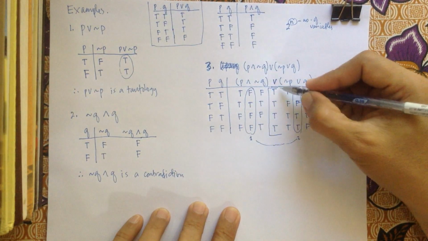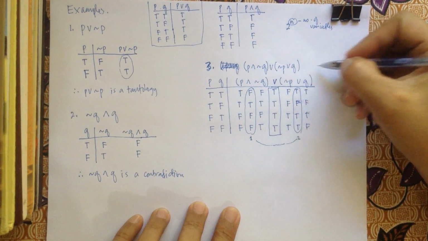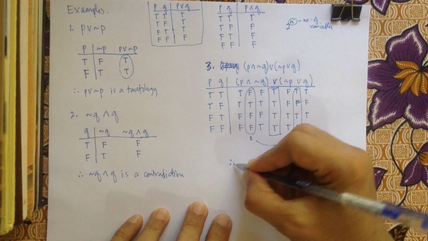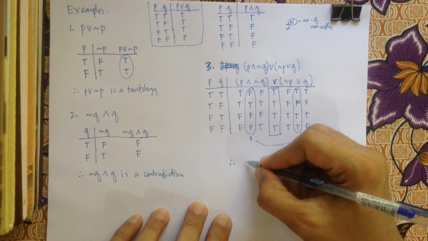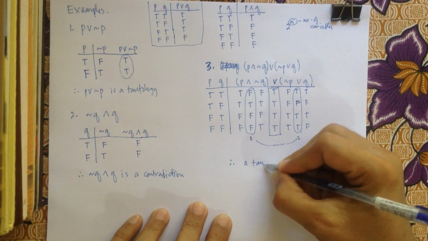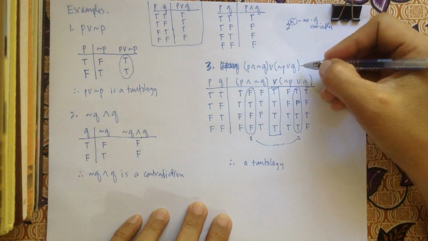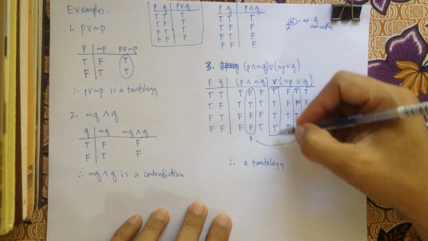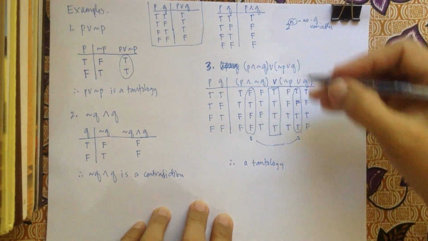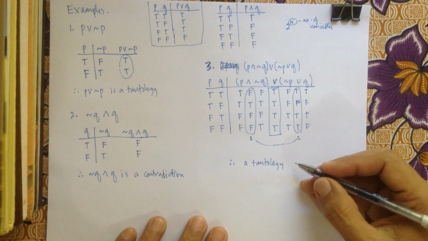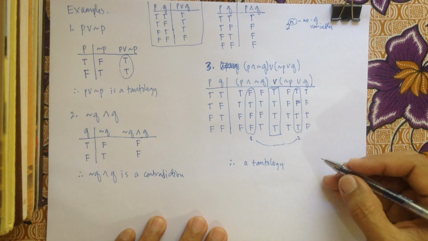So what do you say about our propositional form? Is this a tautology or a contradiction? So obviously this is a tautology, because our truth table shows that the propositional form is true for every possible truth values of its components.